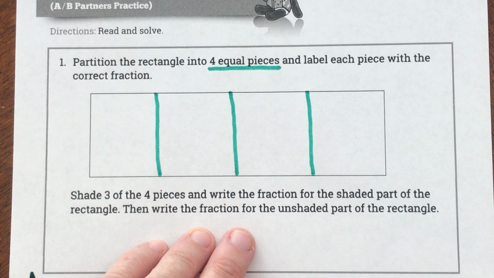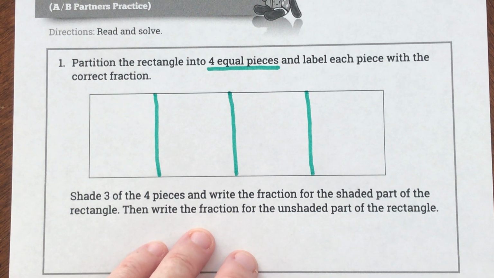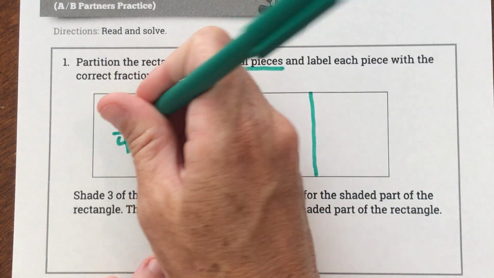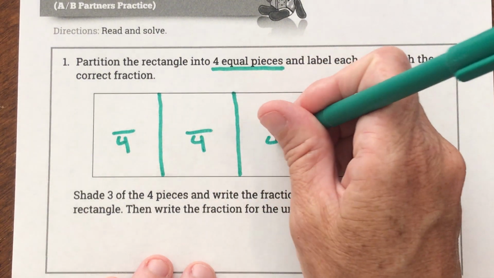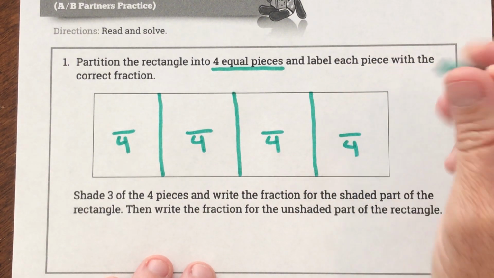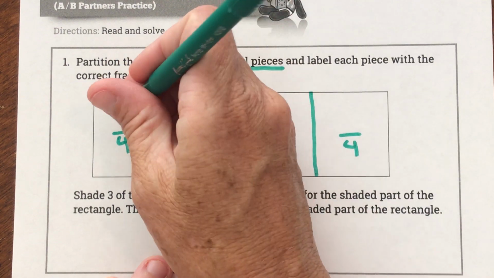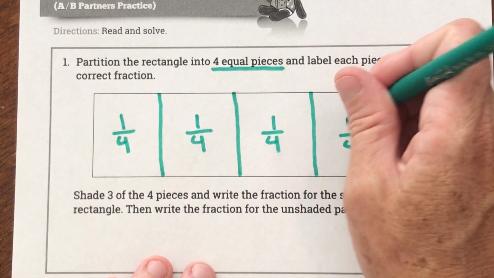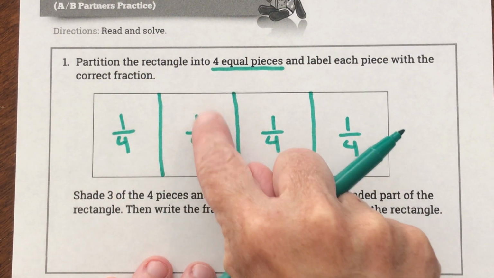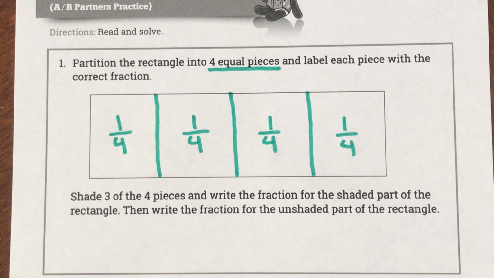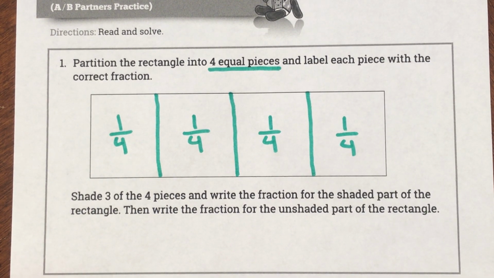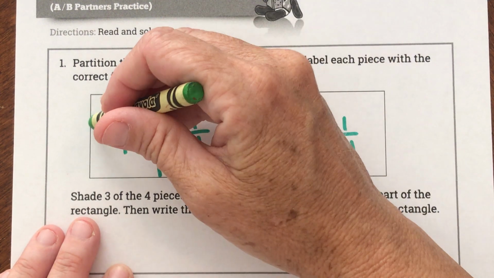They want us to label each piece with the correct fraction. Well, our denominators are 4 because the whole was cut into fourths. And each of these is 1 piece. So that's 1/4, 1/4, 1/4, and 1/4. Okay, let's read our next part of the directions. Shade 3 of the 4 pieces. If you need to pause the video to get something to shade with, you may. So I'm going to shade 3 of the 4 pieces.